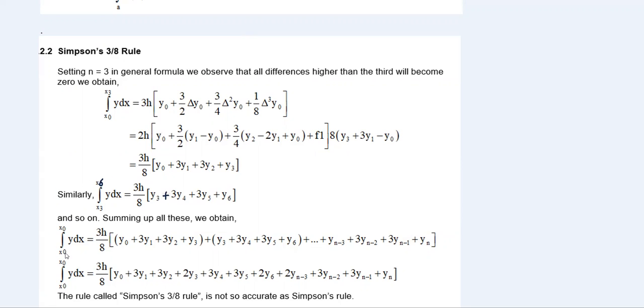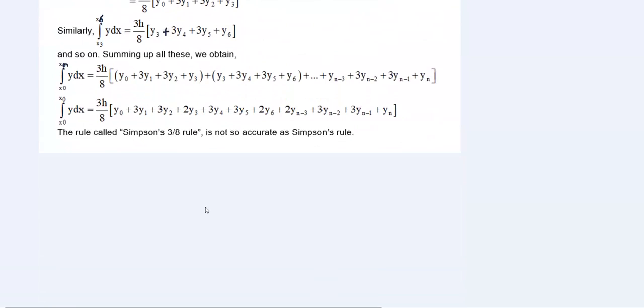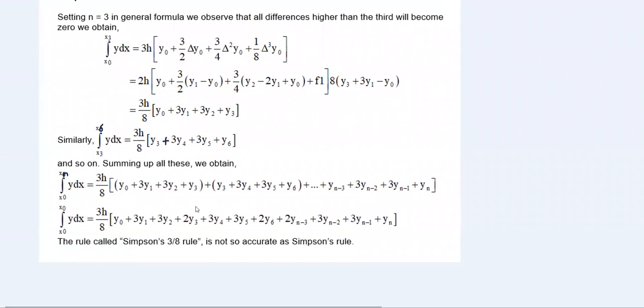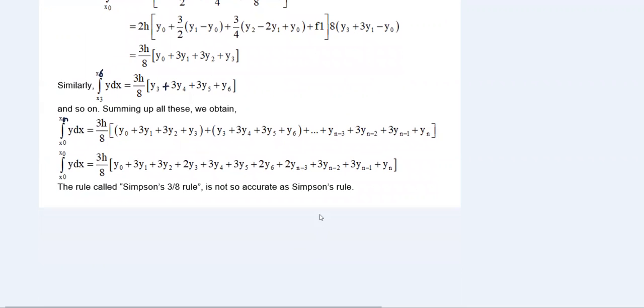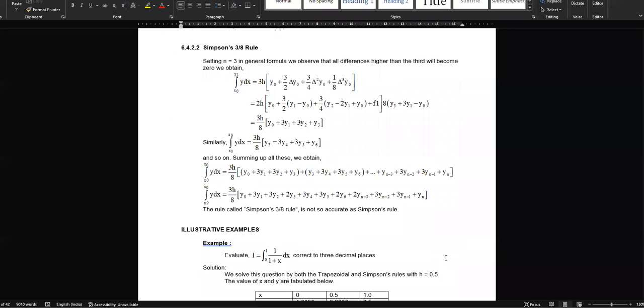Summing up all this, we get 3h/8 into this. So we get a formula like this, and this is called Simpson's 3/8 rule, but we don't generally use it so much. We just use the first two.